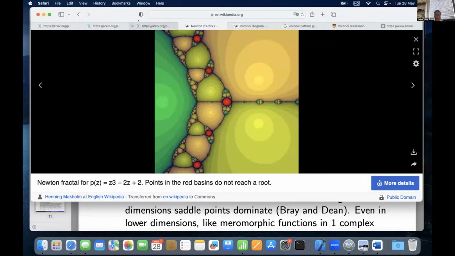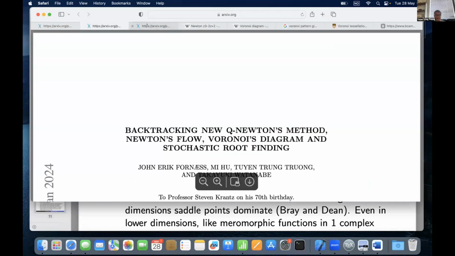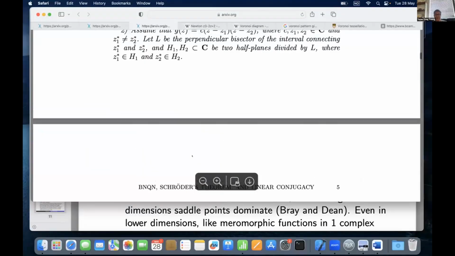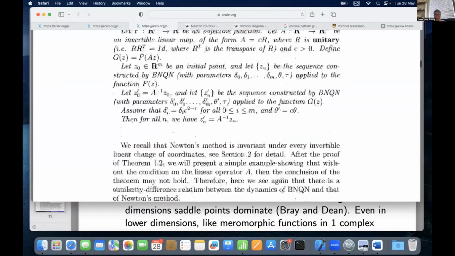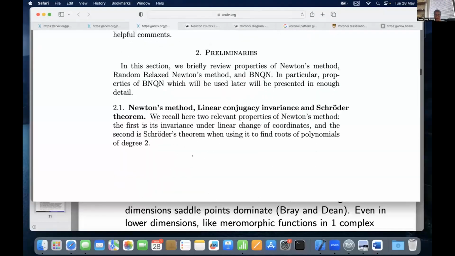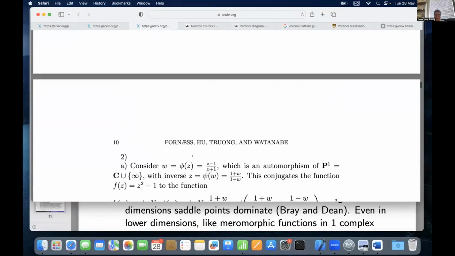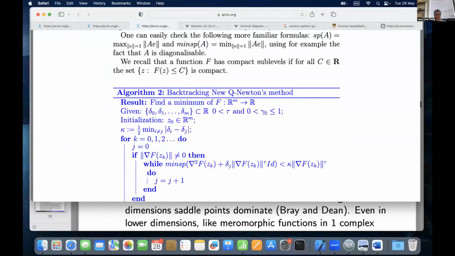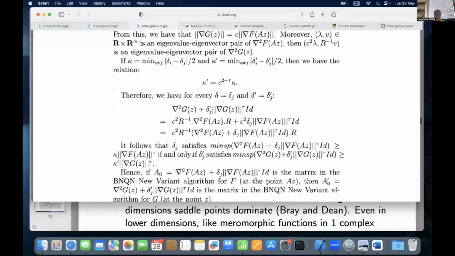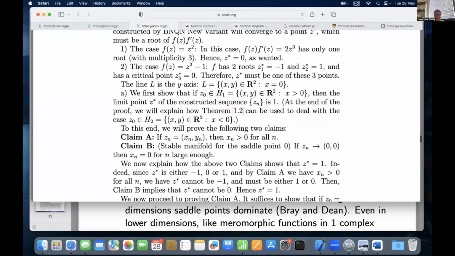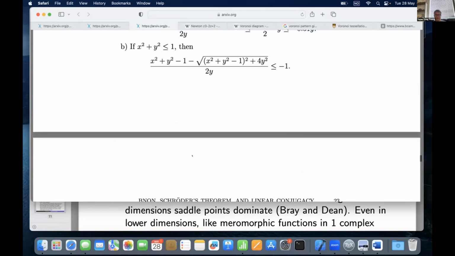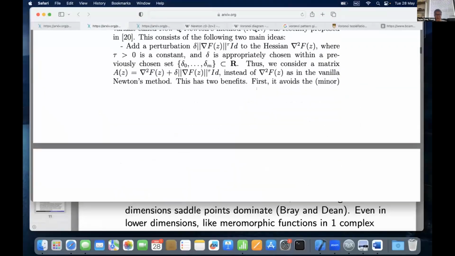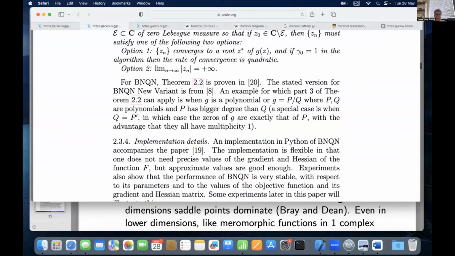Let me see. Maybe this one. Let's see. Maybe this one. Yeah, this one may be better. No, maybe this one. Sorry. Okay. Let me show you.